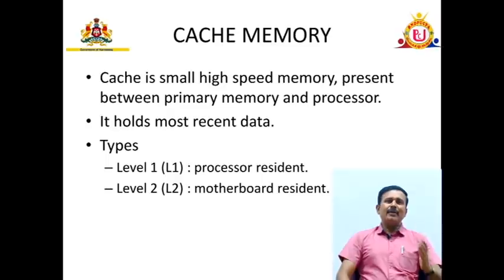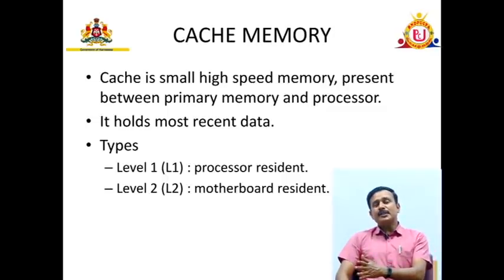L1 cache, that is level 1 cache memory. This memory is processor resident. This type of cache is placed in the processor itself. Its capacity is very less, up to 512 KB, that is in kilobytes. Very less capacity, but it works with greater speed. The speed is enormous because it is resident at the processor itself. L1 cache is processor resident, hence it can work very fast because it stores most recently performed data.